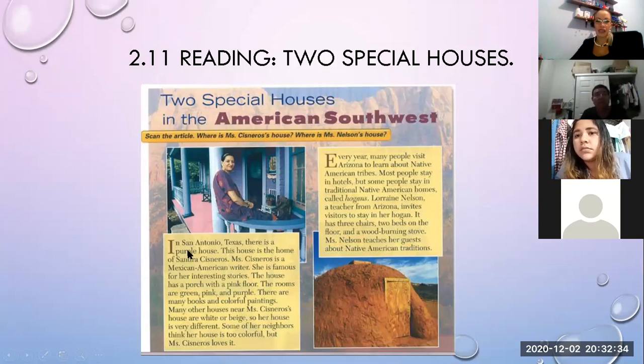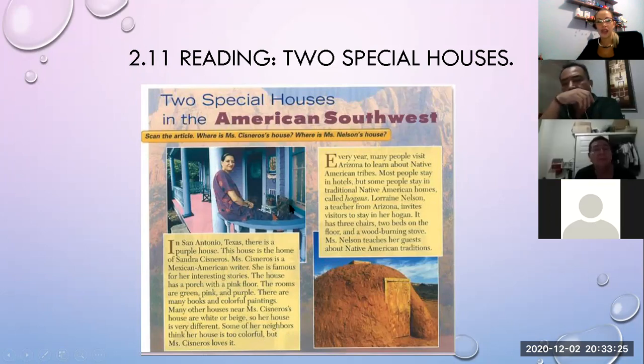And there is another. In San Antonio, Texas, there is a purple house. This house is the home of Sandra Cisneros. Mrs. Cisneros is a Mexican-American writer. She is famous for her interesting stories. The house has a porch with a pink floor. The rooms are green, pink, and purple. There are many books and colorful paintings. Many other houses near Mrs. Cisneros' house are white or beige. So her house is very different. Some of her neighbors think her house is too colorful, but Mrs. Cisneros loves it.